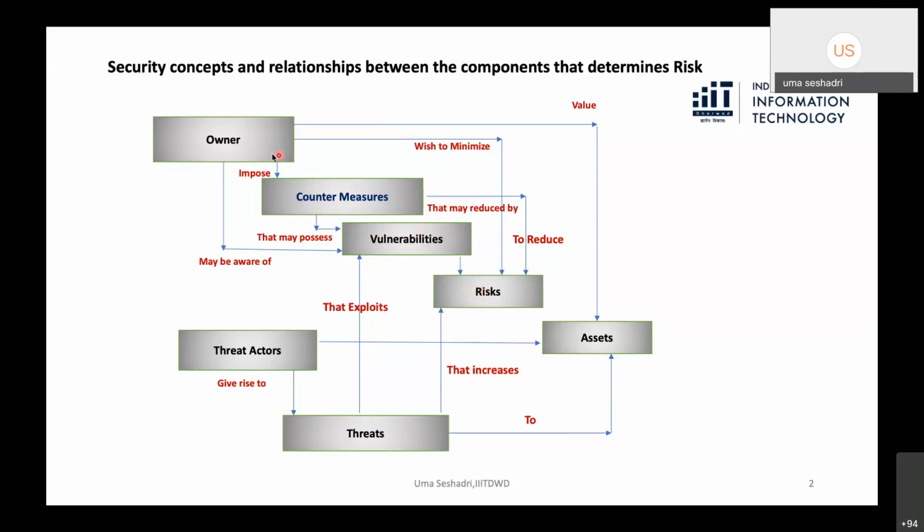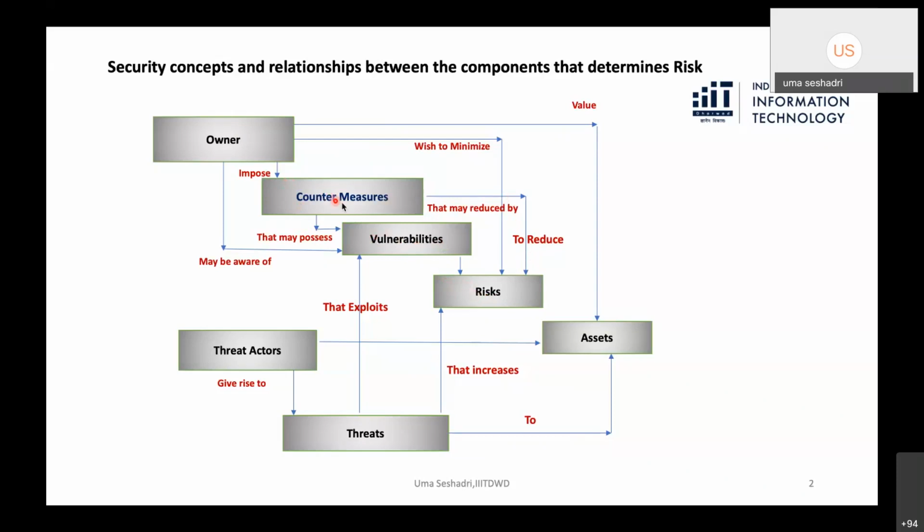Now, let us see how we minimize the risk. So an owner, an individual, or an organization can always introduce or implement some countermeasures. What are those countermeasures? They are resistant to these weaknesses and also reduce the risk. These countermeasures address these vulnerabilities and may be used for risk reduction. So to reduce the risk, you may be using these countermeasures.